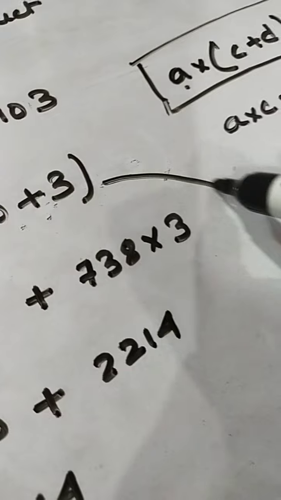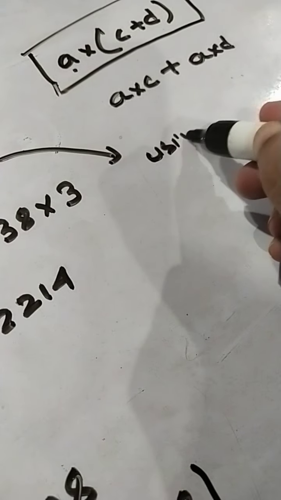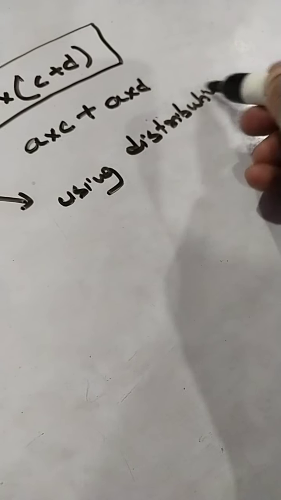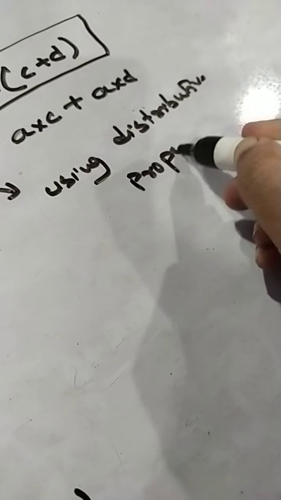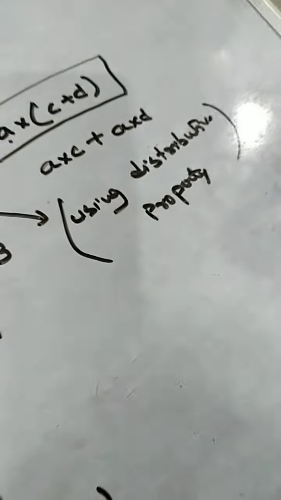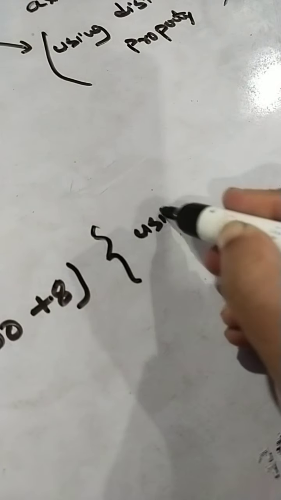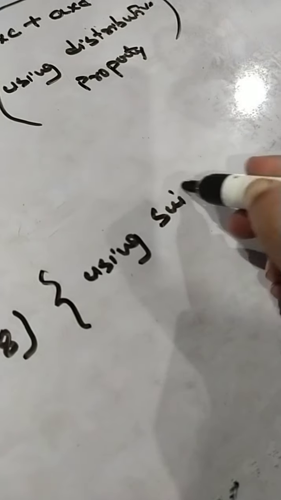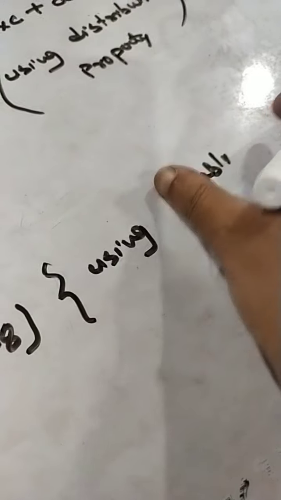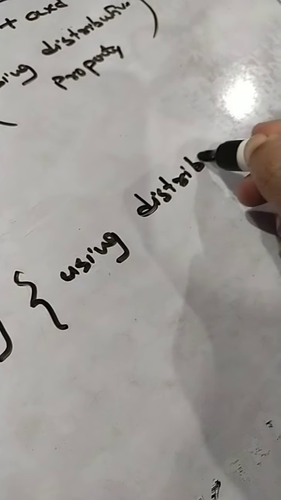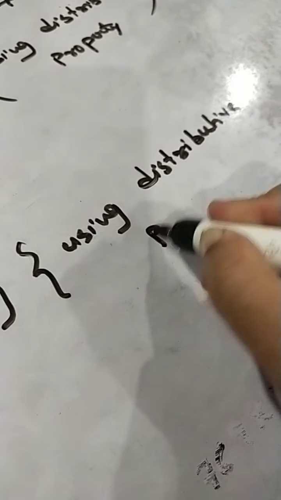Okay, but here also you have to write which property you are using. So you will write using distributive property. That's the only thing that you have to write, distributive property, because as it is mentioned in the question that using suitable property, you also have to name which property you are using. The same thing you have to write here also: using distributive property.